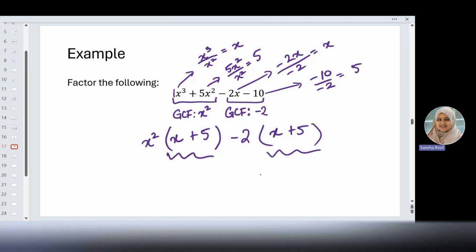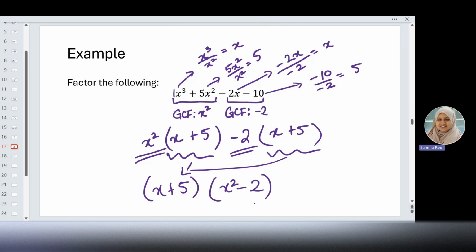These are the same. So now let's group them together. And then what's left over, group those together. And we're done.